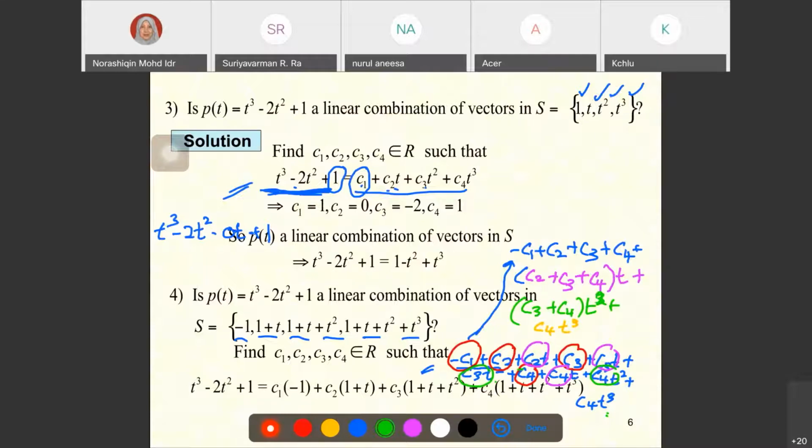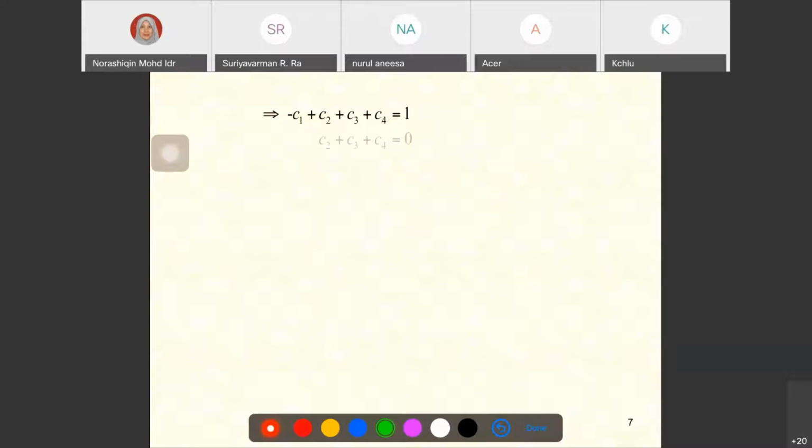Okay. So now you equate the coefficients of the same variables on the left and on the right. So C4 would be 1. C4 with C4, this one. Yeah. So C4 will be 1 lah. Yep, C4 will be 1.